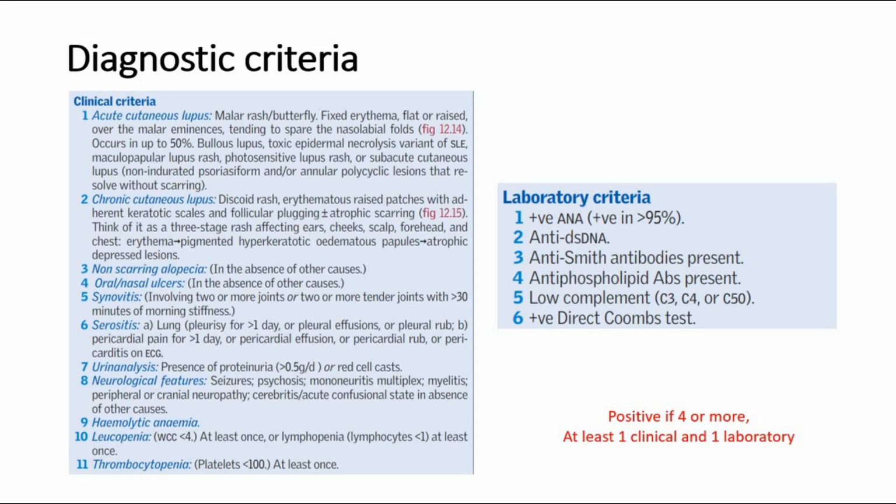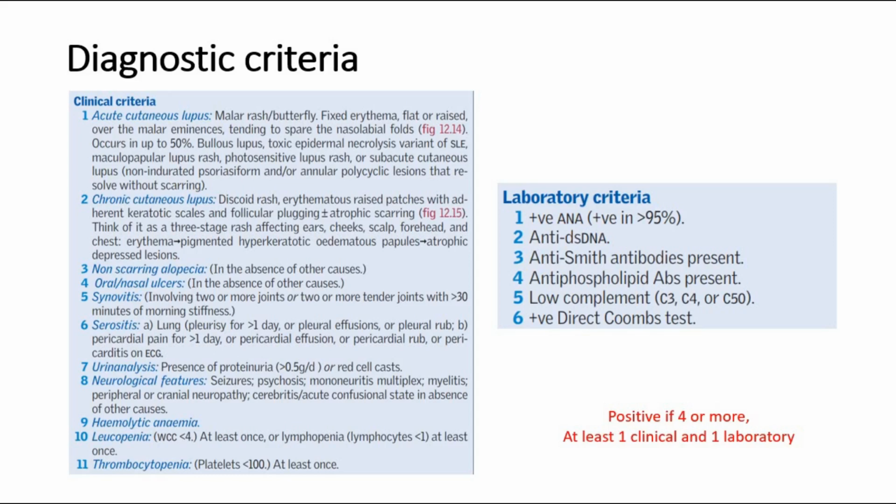7 is presence of proteinuria or red cell cast, where there is renal features. 8 is neurological features. 9, 10, and 11 are more towards hematological disorders, which are hemolytic anemia, leukopenia, and thrombocytopenia. Whereas for laboratory criteria, some of the criteria are positive ANA, anti-dsDNA, anti-Smith antibodies, anti-phospholipid antibodies, and those are for the autoantibodies. For complement studies, low C3 or C4, and positive direct Coombs test to suggest hemolytic anemia.